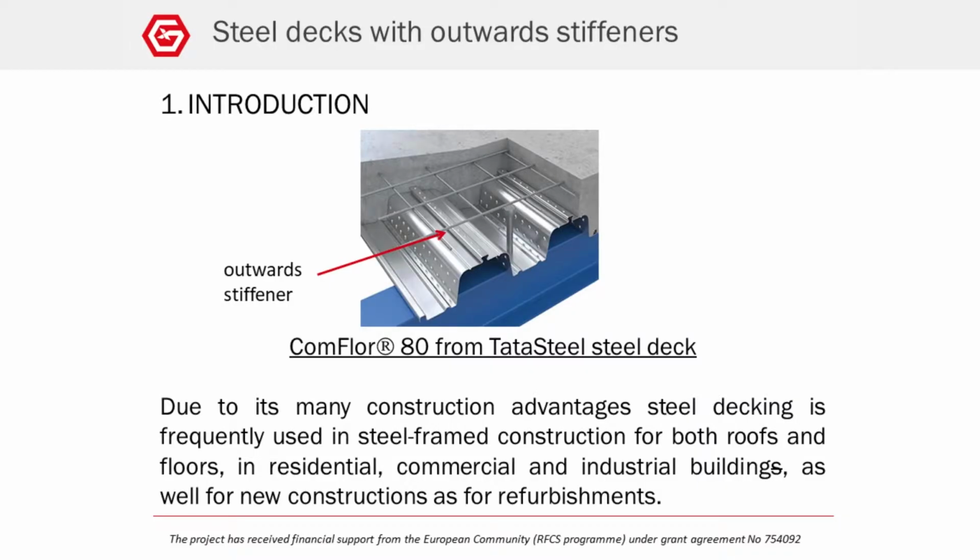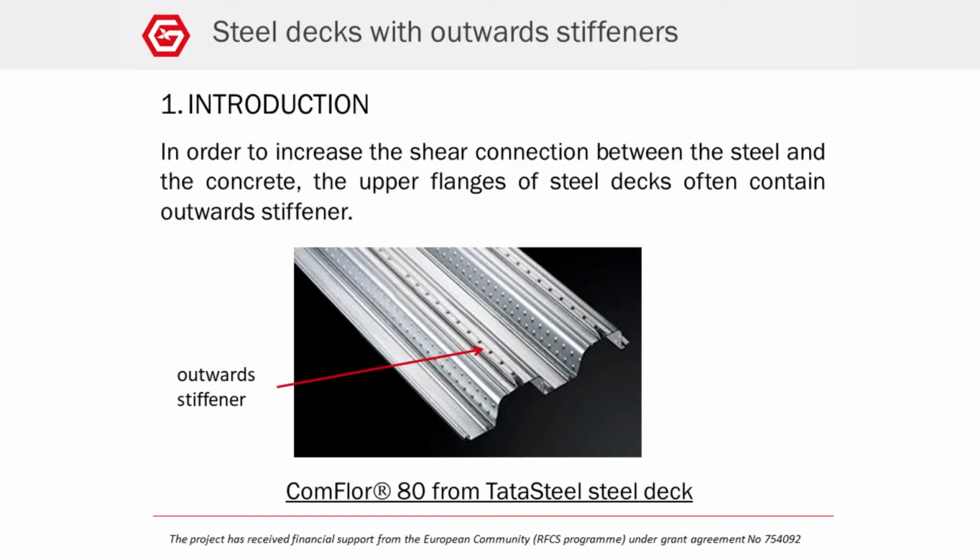On this picture, we can see a composite slab with concrete and with a steel deck with outward stiffeners. Composite slabs are frequently used in steel-framed constructions, in residential, commercial and industrial construction, as well for new constructions as for refurbishments. In order to increase the shear connection between the steel and the concrete, the steel deck contains outward stiffeners in the upper flange, as you can see on this picture.